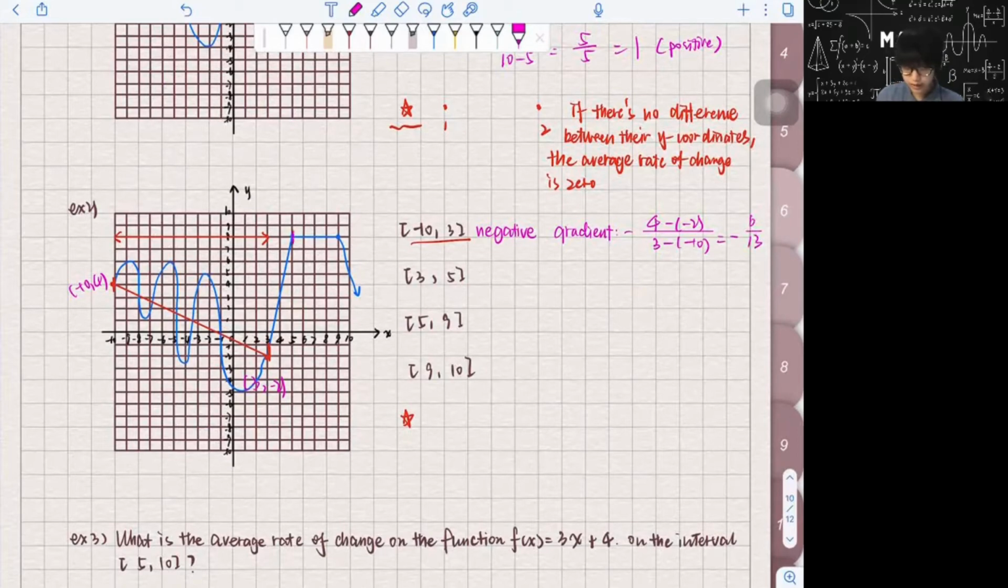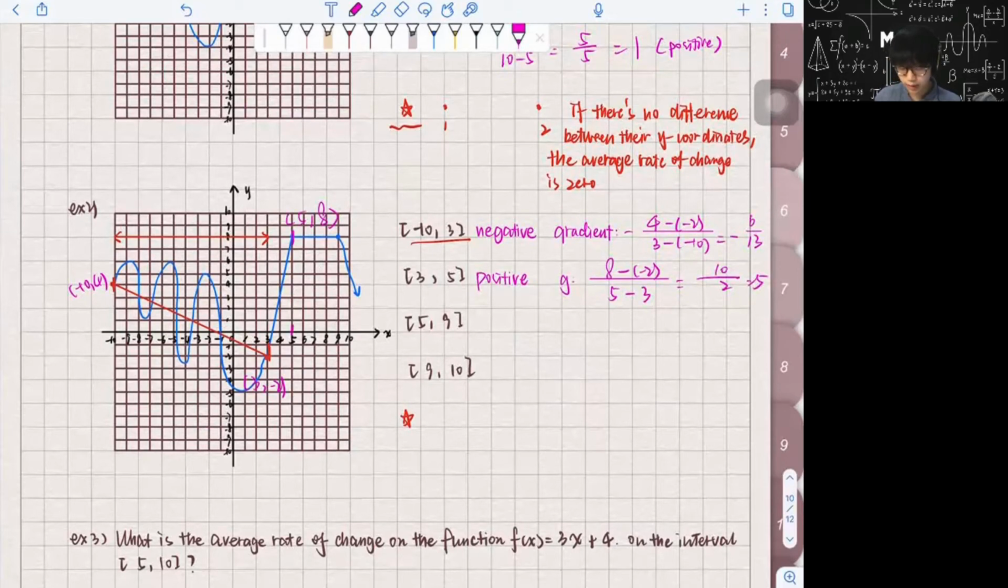And from 3 to 5, this point is 5, 8. So it is positive, and the average rate of change is 8 subtracts -2, and that over 5 subtracts 3. So that is 10 over 2, and that is 5.